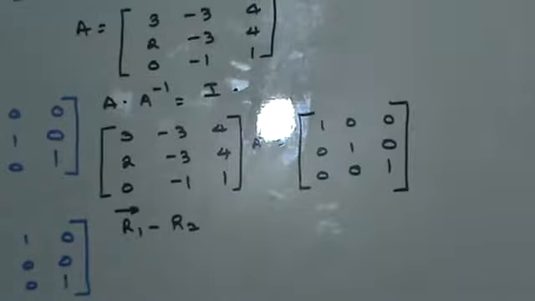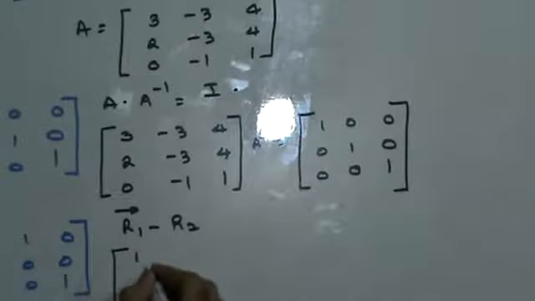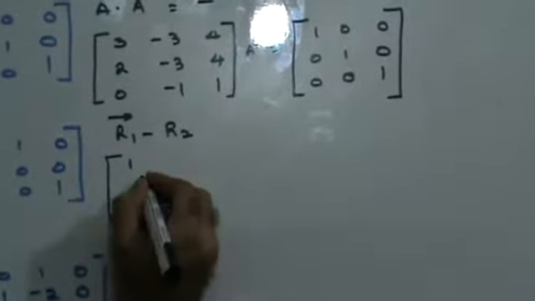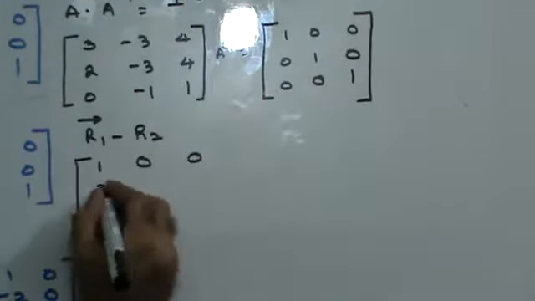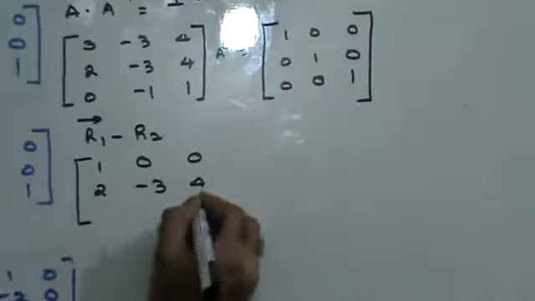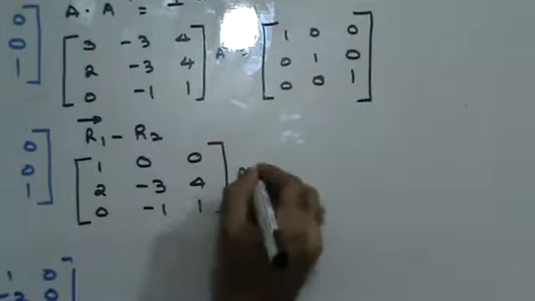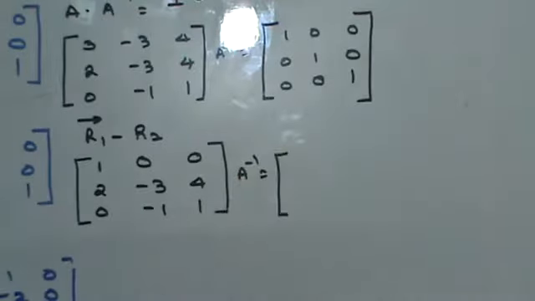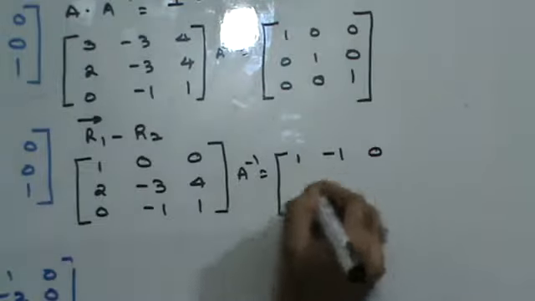If I do R1 minus R2, I will get 3 minus 2, 1; minus 3 plus 3, 0; 4 minus 4, 0; 2 minus 3, 4; 0 minus 1, 1, into A inverse, with R1 minus R2 on the right: 1 minus 0, 0 minus 1, 0 minus 0.